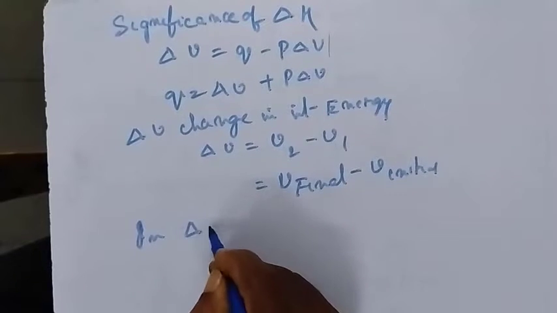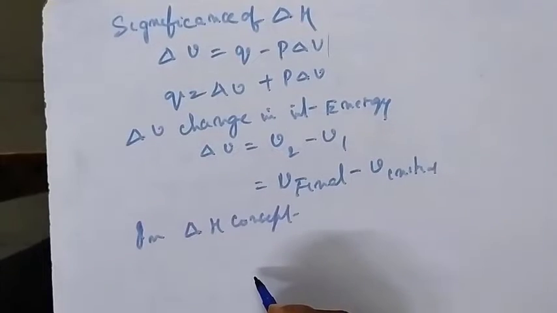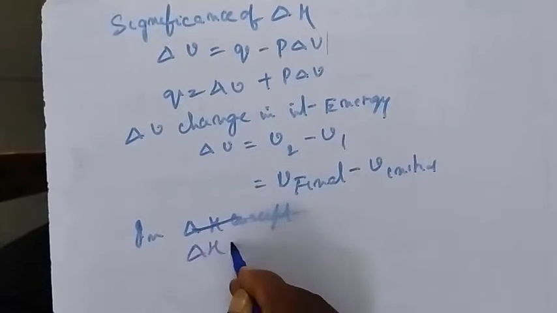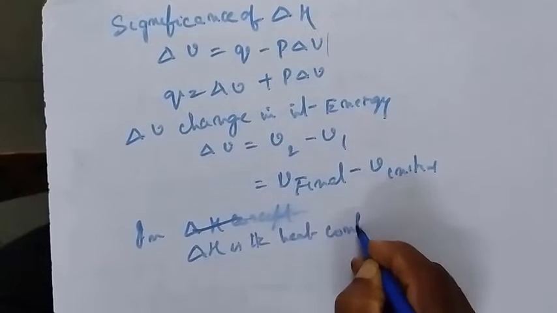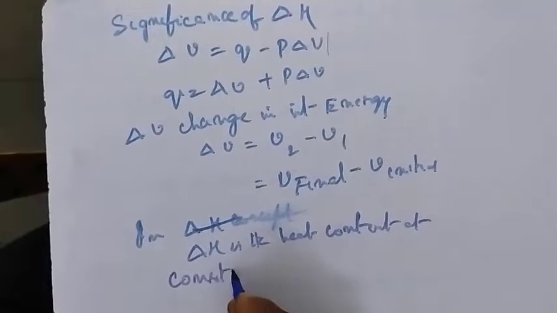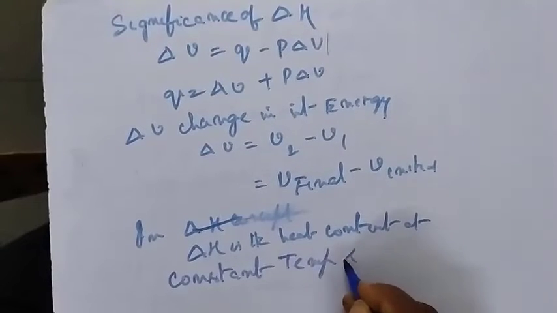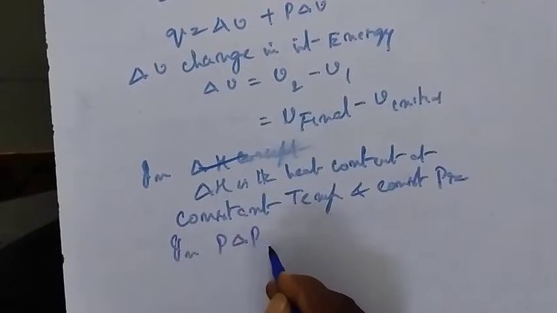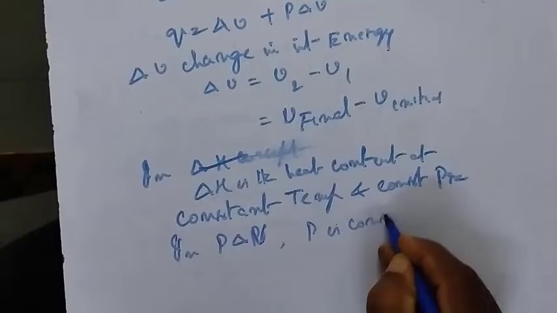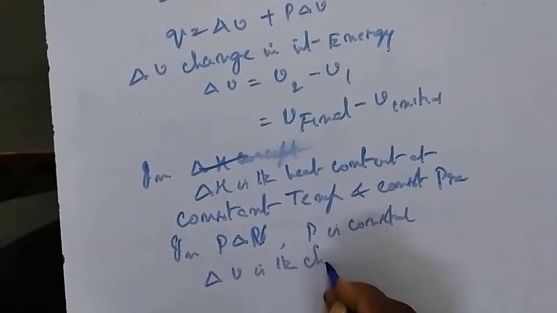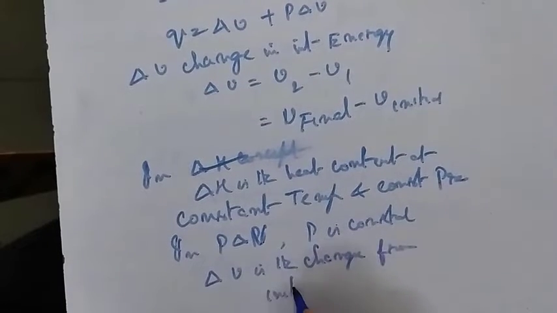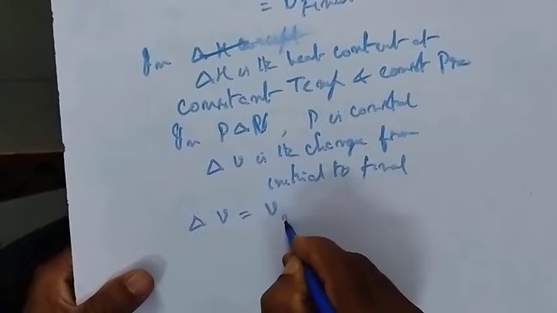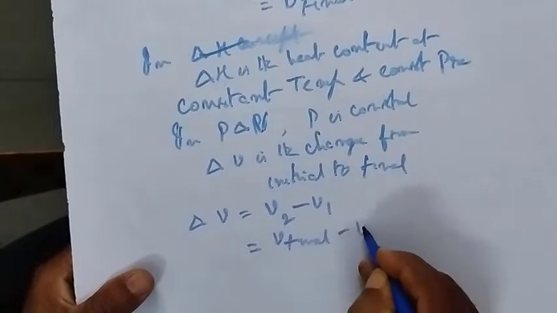Similarly, in the delta H concept, delta H is nothing but the heat content of the substance at constant temperature and constant pressure. So in P delta V, P is constant, and delta V is the change from initial to final. Therefore, delta V equals V2 minus V1, or V final minus V initial.